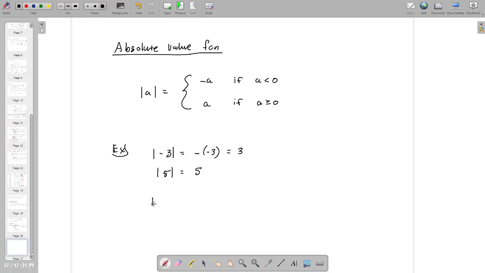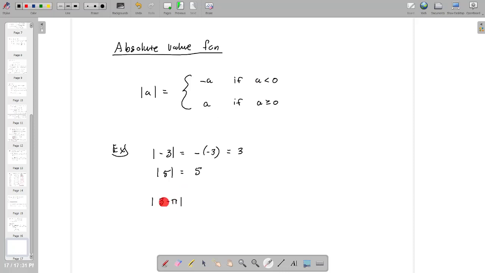And then last, 3 minus pi. Now, to determine whether this is positive or negative, you need to know what pi is. Now remember, pi is 3.141592 rounded off. So it's slightly bigger than 3. So this value is actually negative. 3 minus pi is negative.